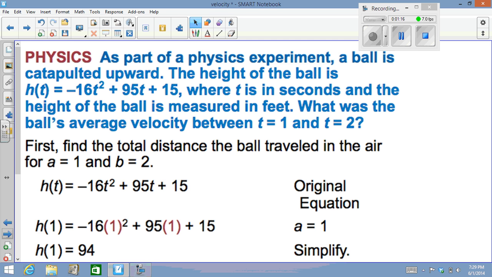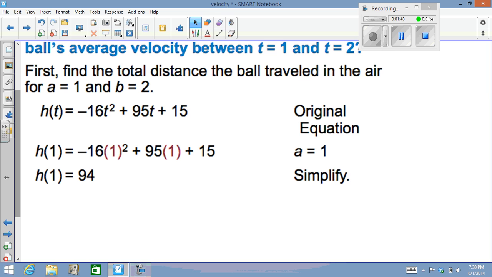So here's my problem. I'm given a physics experiment. I have the height of a ball and they give me an equation where t is the time in seconds and the height of the ball is measured in feet. I want to know what was the average velocity between time 1 and time 2. So the first thing in order to figure out, I'm going to use that formula for average velocity, which means I need to know the distance that it traveled, so like the y value or the h of t, if I plug in time 1 and time 2. So that's the first thing I'm going to do, is I'm going to plug in time 1 and time 2. So at time 1, notice that my height is going to be 94 feet.